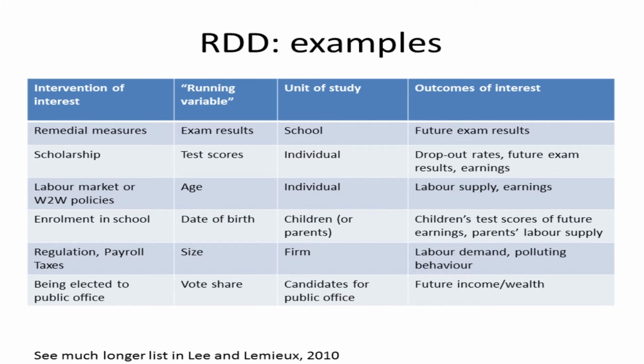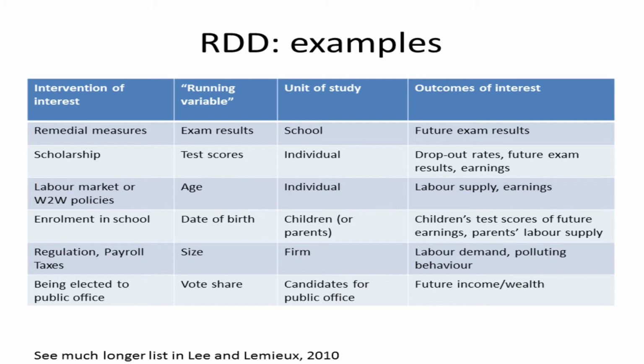Okay, maybe. There are lots of US studies looking at the impact of getting scholarships to go to university on subsequent graduation results, where the scholarship is based strictly on your grade point average. So you just compare students above and below the cutoff. Lots of labour market or welfare to work policies depend upon your age or your date of birth, and that's what I'm most used to.